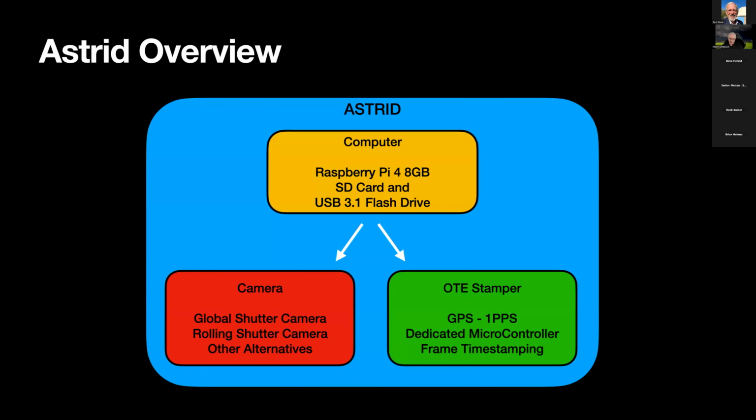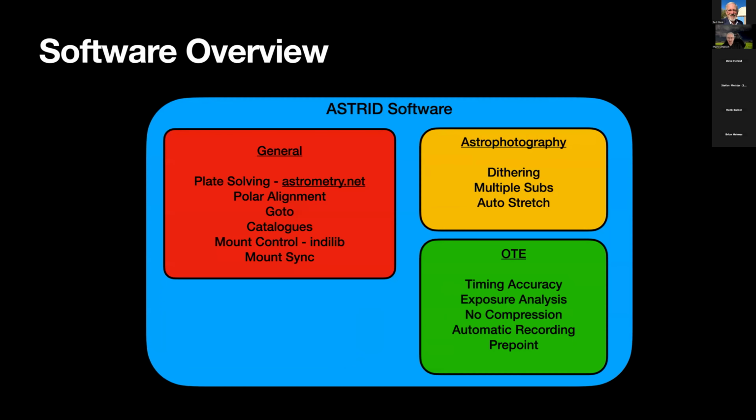And this is kind of like an overview of the design. So basically, you've got a computer that talks to the camera and that talks to the OT stamper board. And then from a software perspective, there's a general functionality, astrophotography functionality, and occultation functionality.